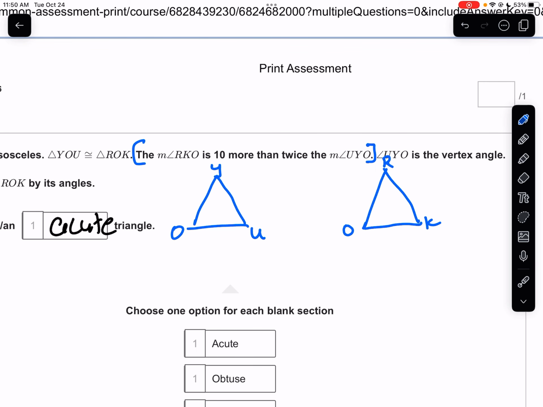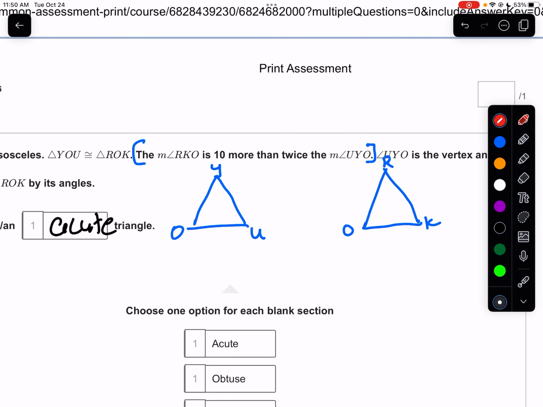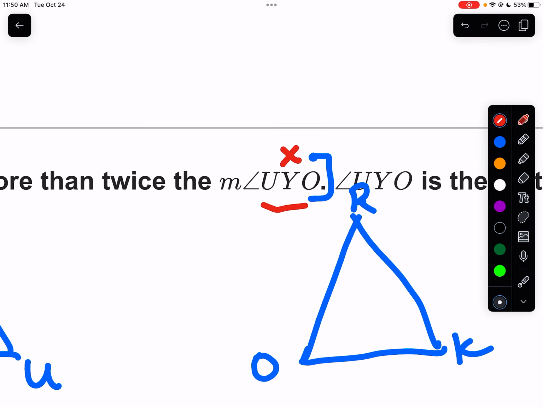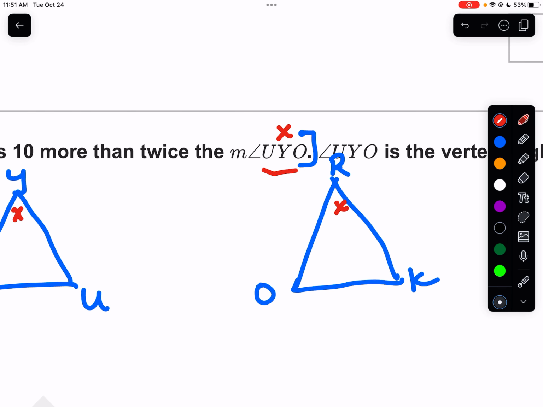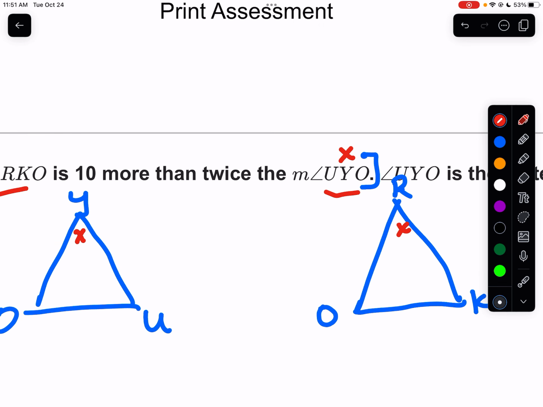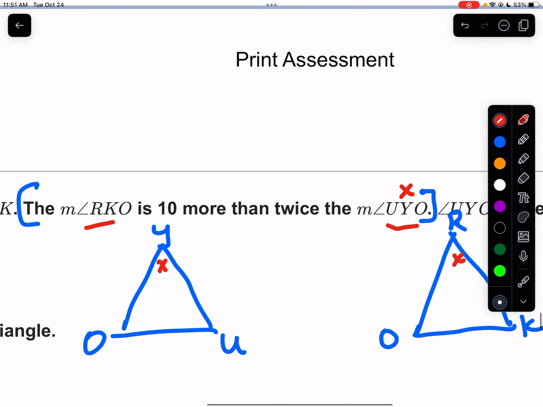It says RKO is 10 more than twice UYO. If you remember from Algebra 1, we're basing RKO on UYO. I'm going to call UYO my X. That means that these angles are both X. How do I do 10 more than twice X? Okay, well, 10 more than means something plus 10. Well, what are we doing? We're doubling X. So it's 2X plus 10. They're saying that RKO is 2X plus 10.